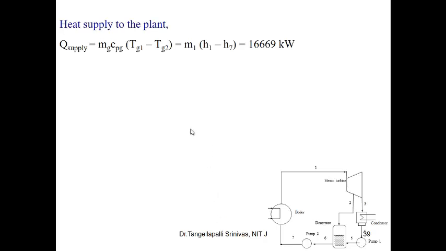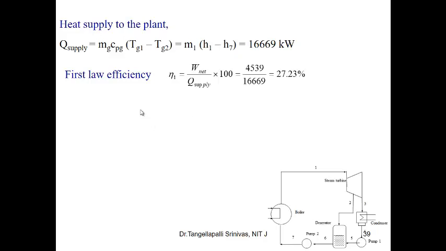The heat supply, the amount of heat supply in terms of energy, is m Cp ΔT. That's also equal to m into ΔH of the enthalpy. You can calculate it either from the hot fluid or from the cold fluid. That is equal to 16,669 kilowatts. This is the amount of energy supplied to the plant.